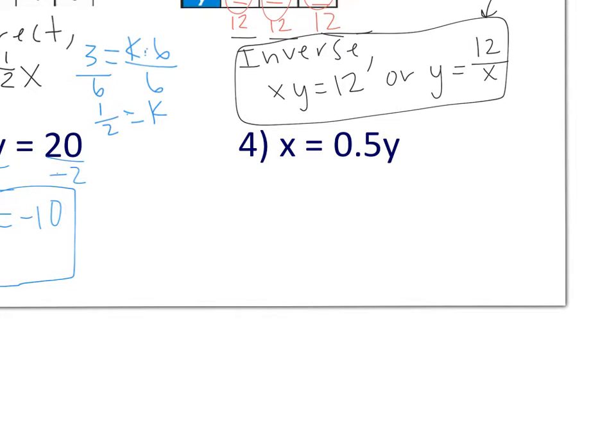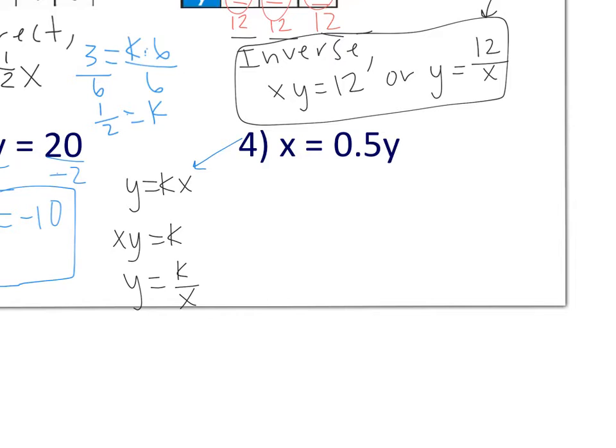Number 4, x equals 0.5y. Which one of the forms does this look like? Does this look like direct variation, y equals kx, or inverse, which would be xy equals k, or again, y equals k over x? Well, this looks more like y equals kx, but the x and y are just flip-flopped positions.